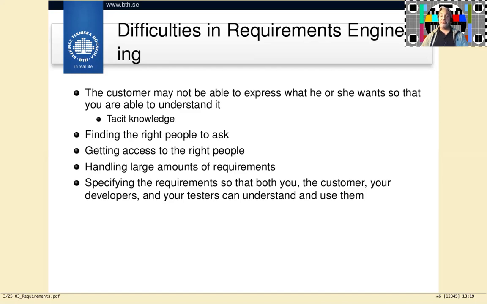And once you figure out that it's this and that person, well, getting access to them is not necessarily easy. The people with the most domain expertise are probably also the persons that are most busy and most difficult to get access to, in order to figure out what they know. So that's always a balance.